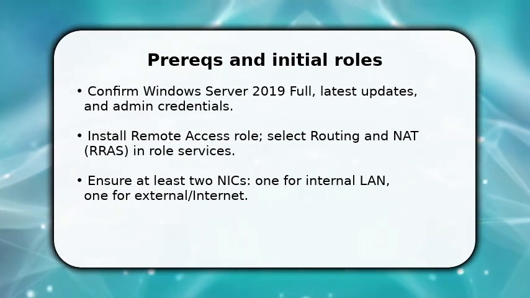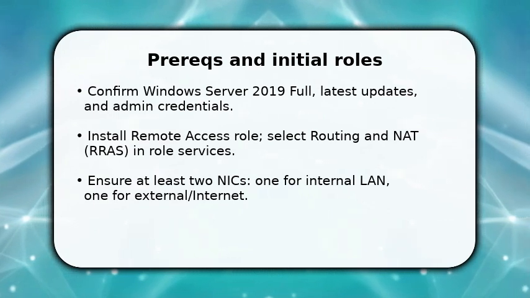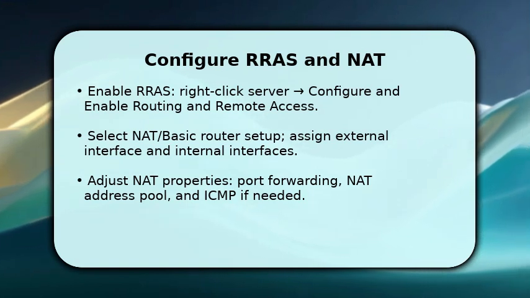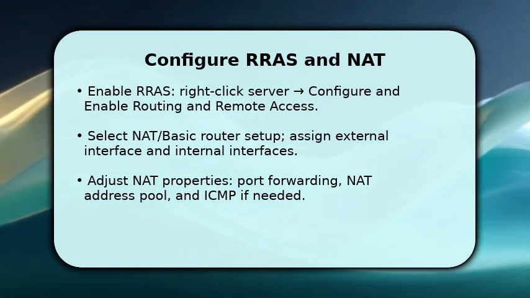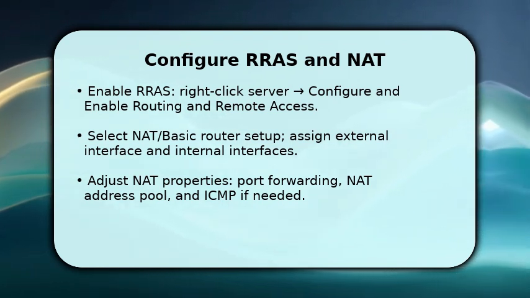You now configure RRAS to perform routing and NAT. Right-click the server in RRAS, choose Configure and enable routing and remote access, then pick Network Address Translation, NAT, or a custom NAT/router role so RRAS enables forwarding.